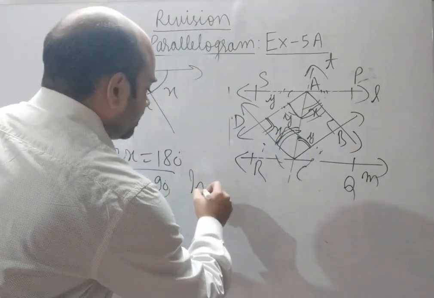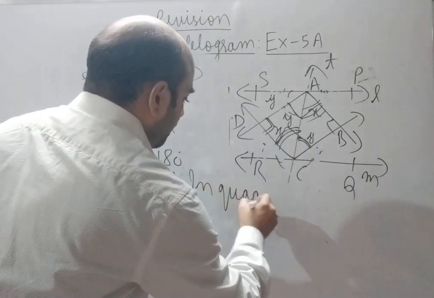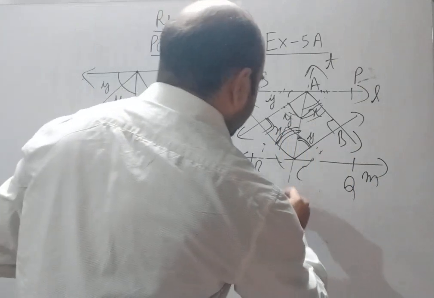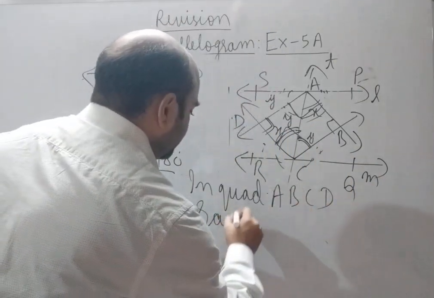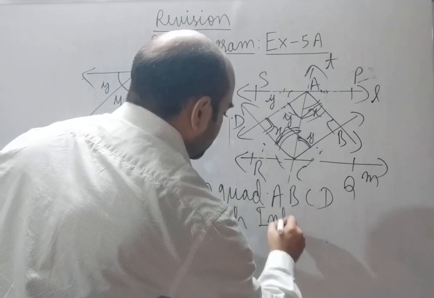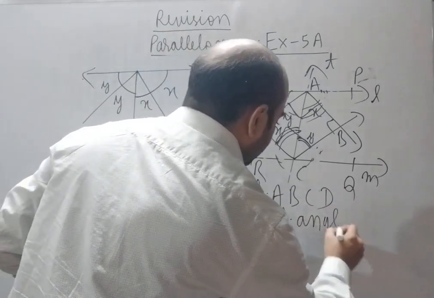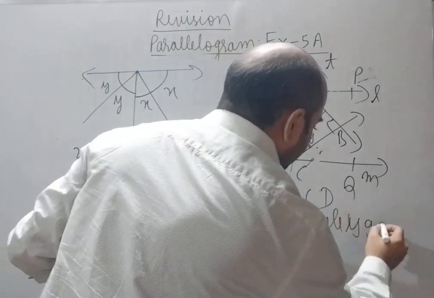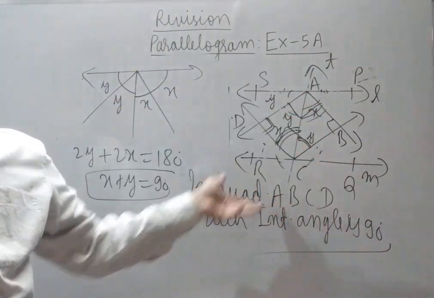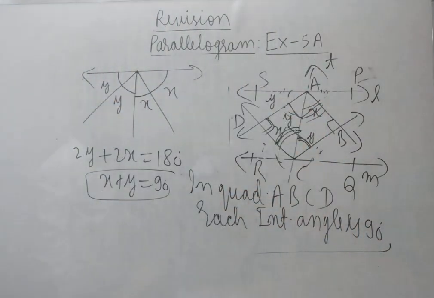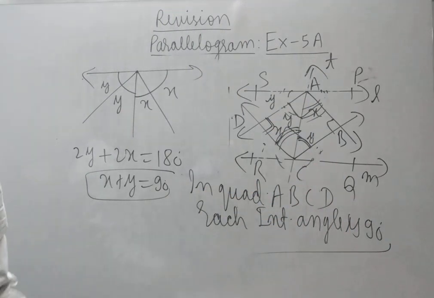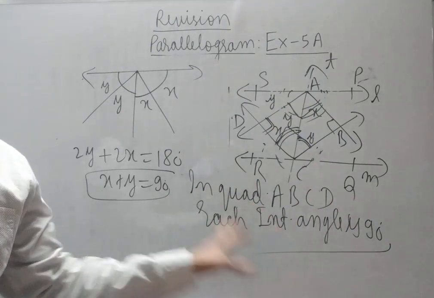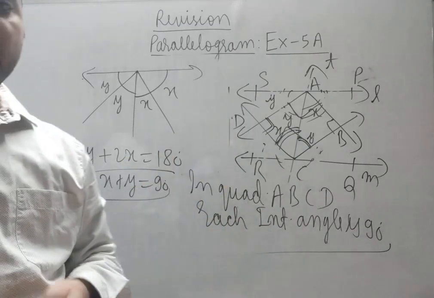Hence, in quadrilateral ABCD, each interior angle is 90 degrees. Therefore, ABCD is a rectangle. Correct? So, for proving any quadrilateral to be a rectangle, it is sufficient to prove that each interior angle is 90 degrees. Hence, it is a rectangle.